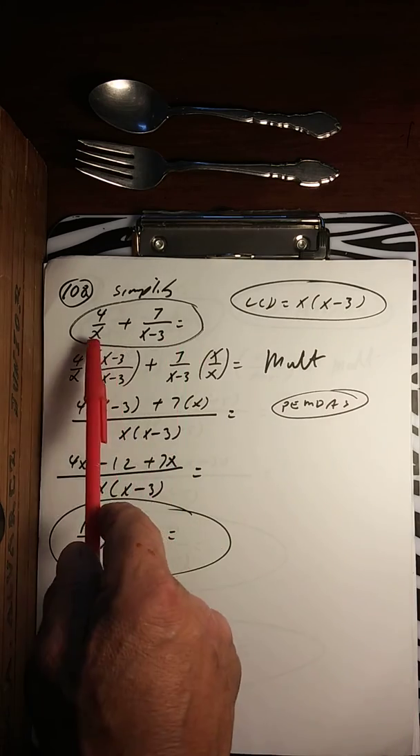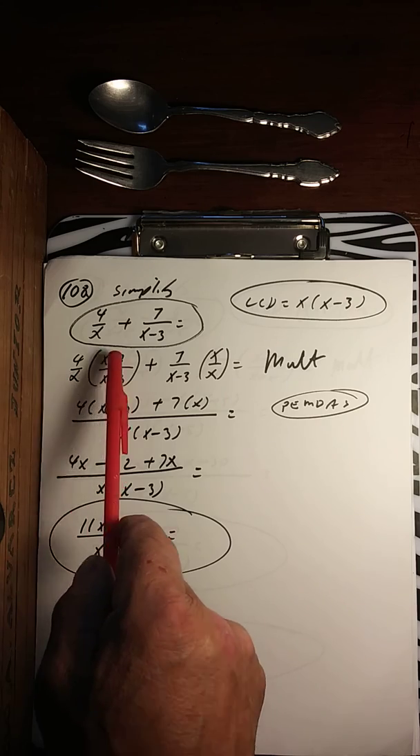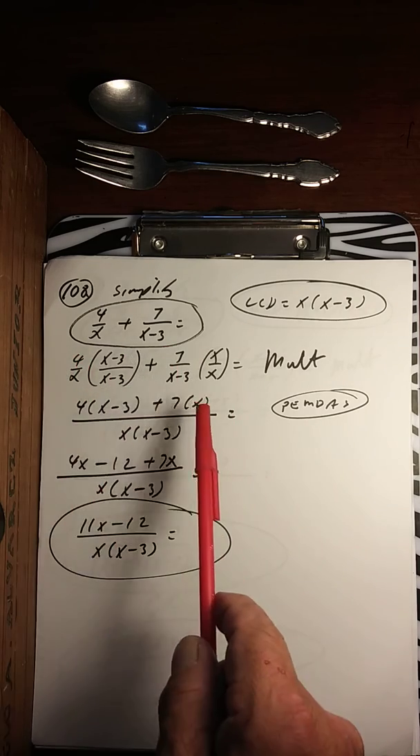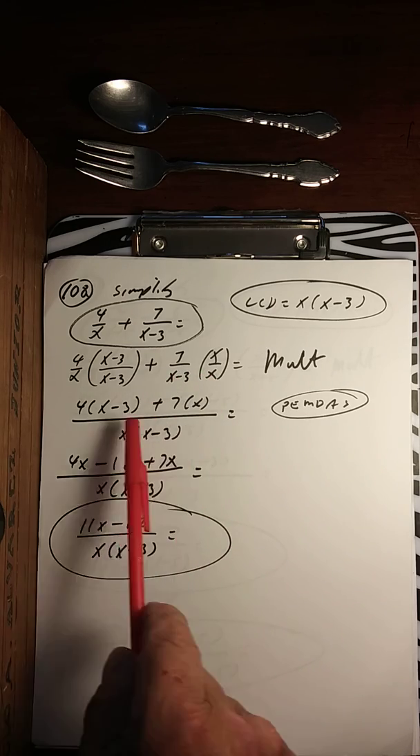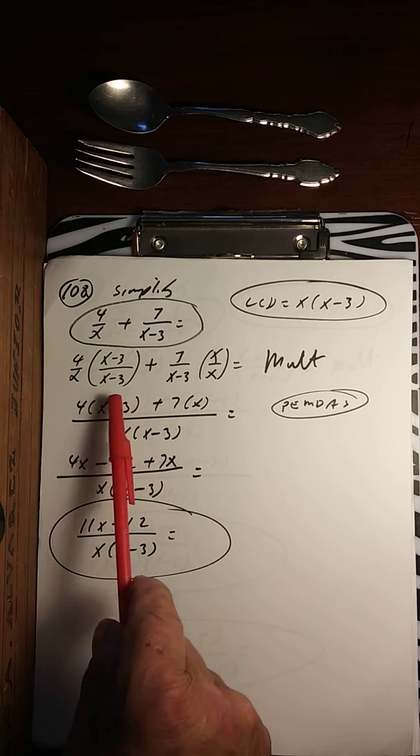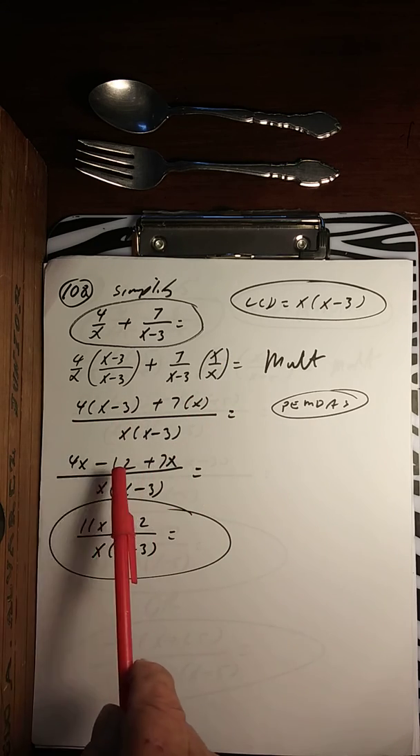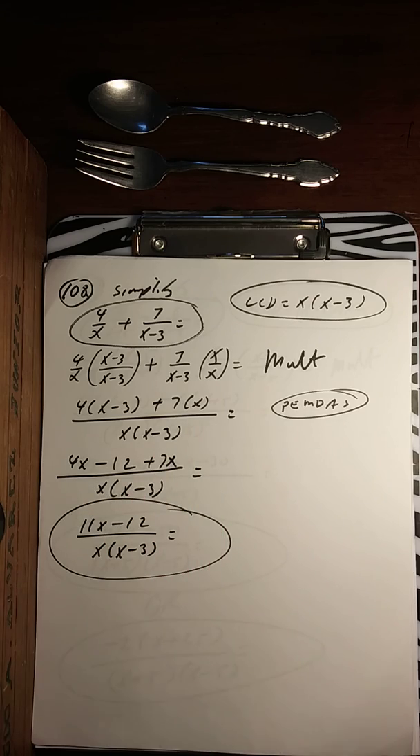This one, the LCD is x minus 3. They're not the same, so we fix it. X times x minus 3 is that one, x and x on that one. So now that's the same as that one. So put them all in one big fraction. So 4 times x minus 3 plus 7 times x. So we have 4x minus 12 plus 7x. So 4x, 7x, 11x minus 12 over x minus 3.